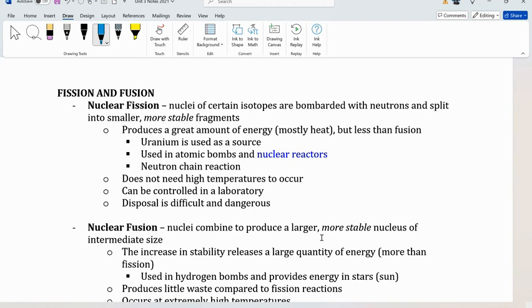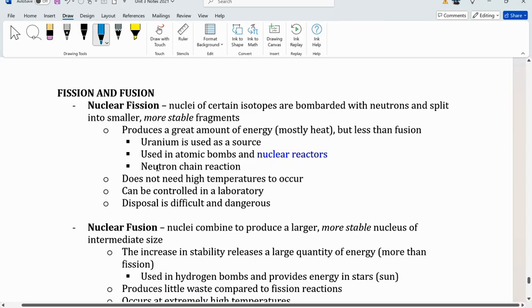Nuclear fission is when nuclei of certain isotopes are bombarded with neutrons and split into smaller, more stable fragments. It produces a great amount of energy, mostly heat, but less than fusion. Uranium is used as a source. It's used in atomic bombs and nuclear reactors.